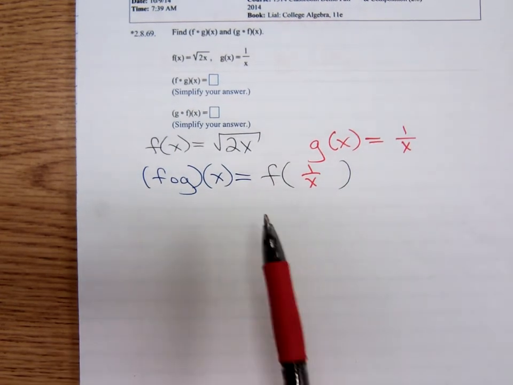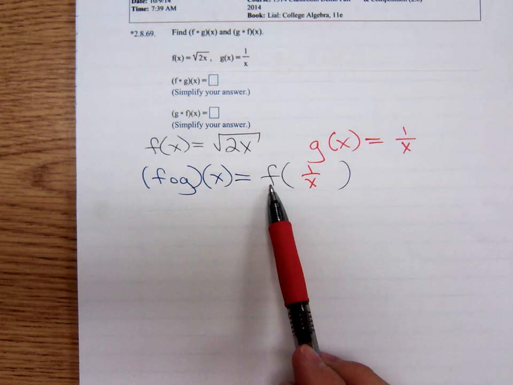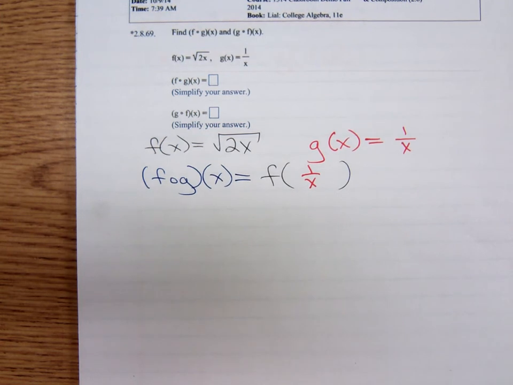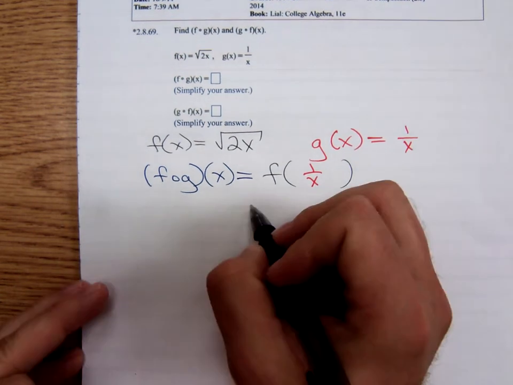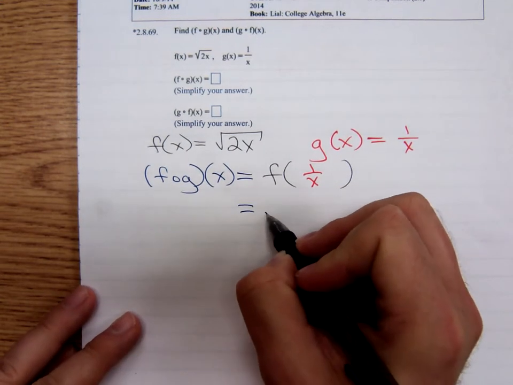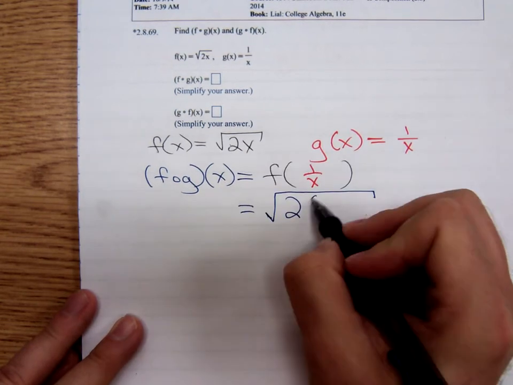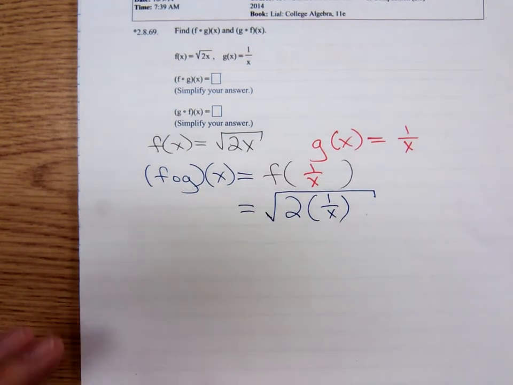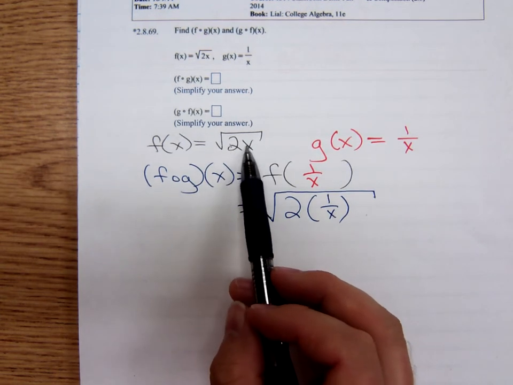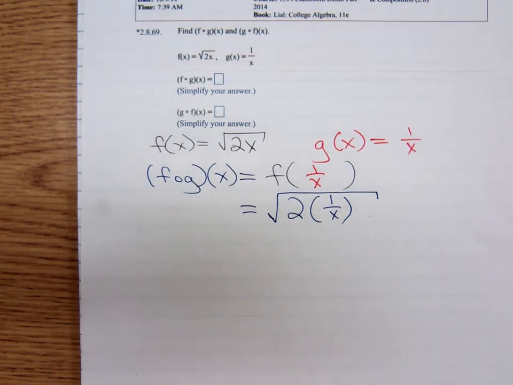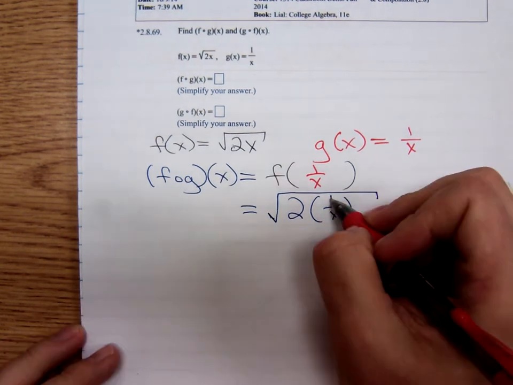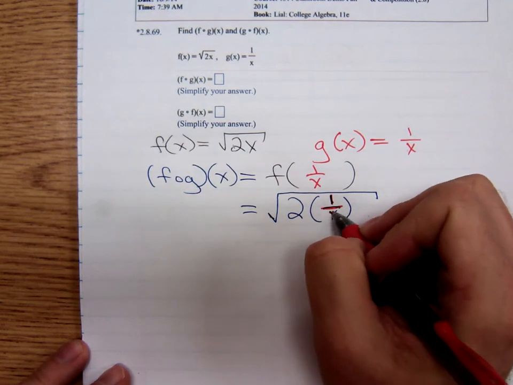So this says go to the function f. Wherever you see a variable, you're going to replace it with 1 over x. So we're going to come over here. We have a square root of, we have the 2, replace the x with 1 over x. We replaced it with the red 1 over x.